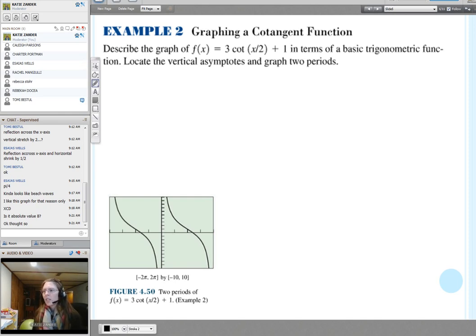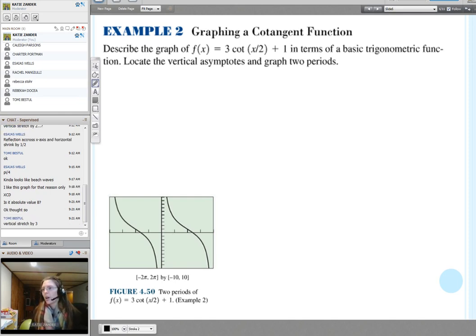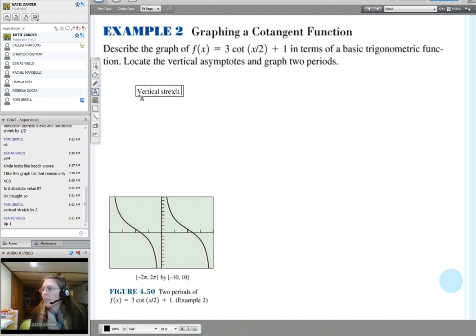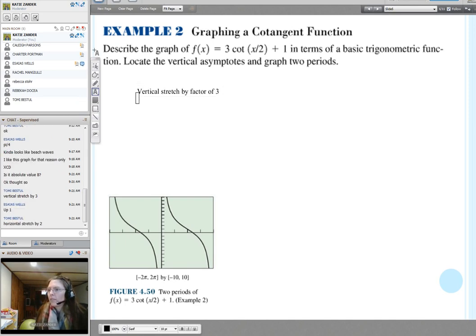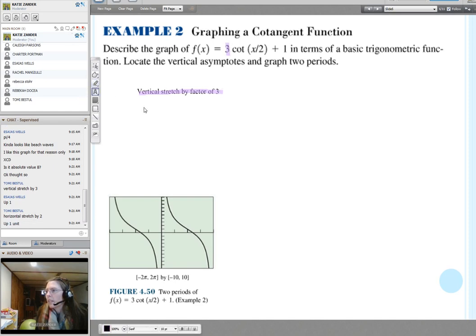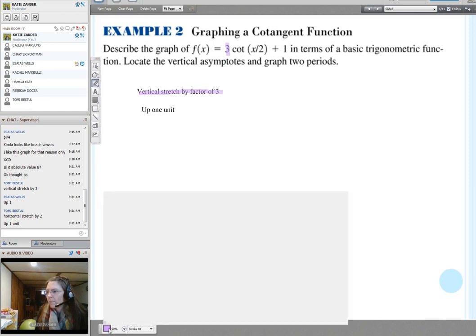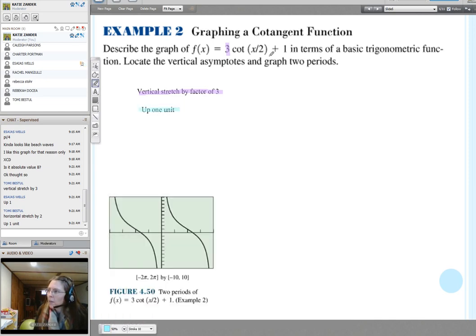All right, let's look for our transformations. When you see a transformation, any transformation, go ahead and throw it out in the chat box. Yeah, there's a vertical stretch this time. So I'm going to color code this while you guys are still throwing out the transformations. Up 1 unit. Good. That's coming from the +1 at the end. And I think I saw Tommy had it. Vertical stretch.